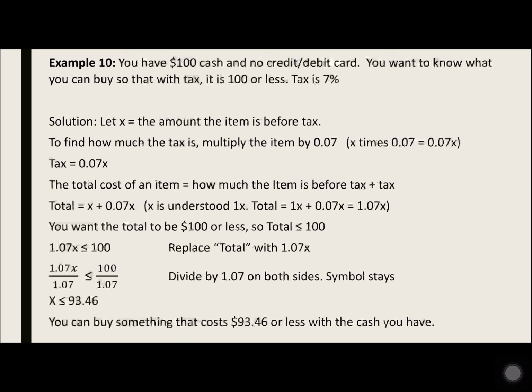So replace total with 1.07x. To solve that, divide by 1.07 on both sides. The symbol stays. 100 divided by 1.07 is 93.46. So you can buy something that costs $93.46 or less with the cash you have. That's the end.